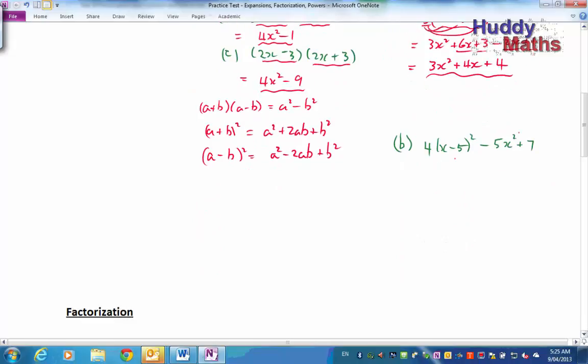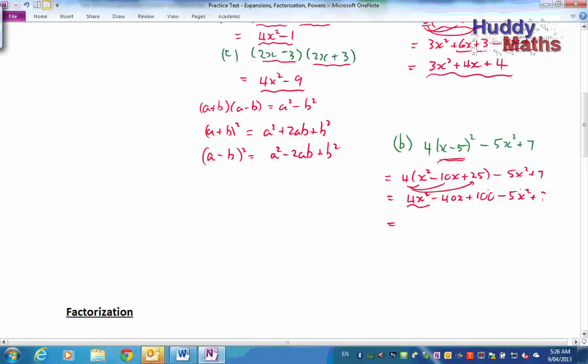Down here now we have another square, so this is 4 outside of first one squared, twice the product is negative, so it's negative 10x plus 25, take 5x squared plus 7. So doing the brackets first, now multiplying by 4, 4x squared, take 40x, and 4 times 25, might need a calculator, 100. Take 5x squared plus 7.